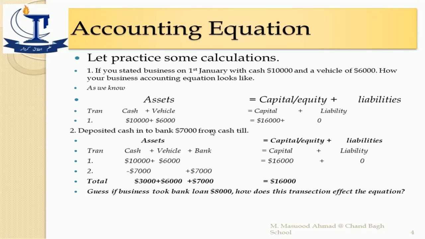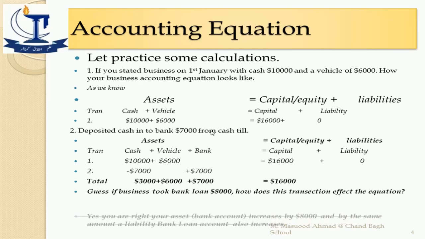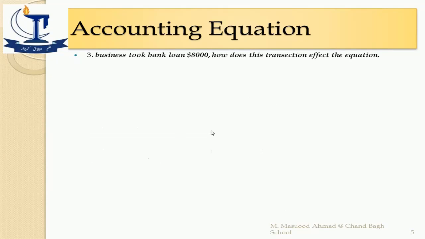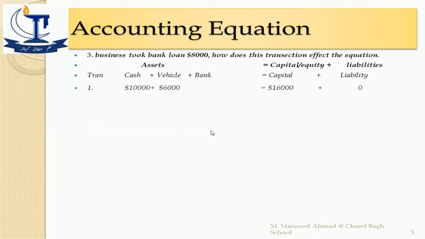So I hope that you got it. Wonderful. And what would be the effect? Your asset will increase, your bank account will increase by 8,000, and with the same value your liabilities will also increase, that is 8,000. So your business portfolio is increased, meaning an increase on the asset side and an increase on the capital and liability side. Your business now has more value than before this transaction.